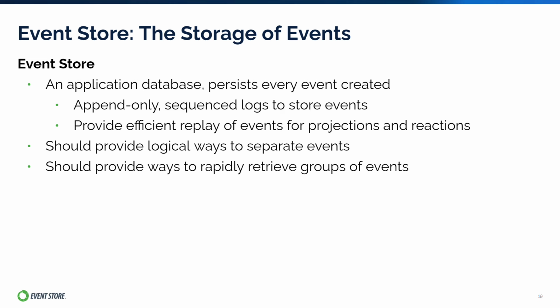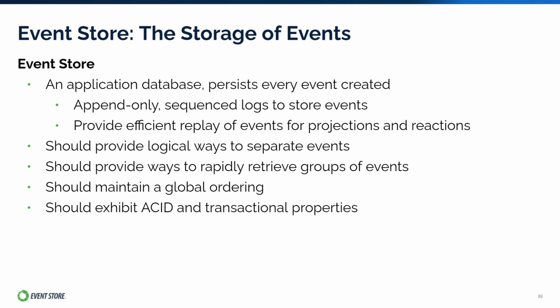In addition, events retrieved from these groups should maintain a global ordering, which is required by projections and reactions where temporal ordering is essential. As a source of truth, operations against the event store should exhibit ACID and transactional properties to enforce business constraints that must be immediately consistent.